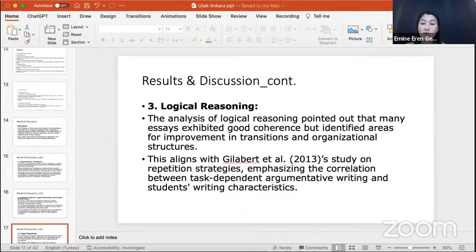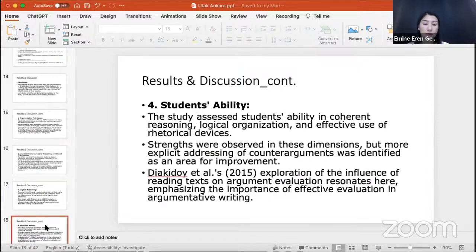The analysis of logical reasoning pointed out that many essays exhibited good coherence, but identified areas for improvement in transitions and organizational structures. And this aligns with Gilbert et al. 2013 study on repetition strategies, emphasizing the correlation between task-dependent argumentative writing and students' writing characteristics. They needed some improvement about that.